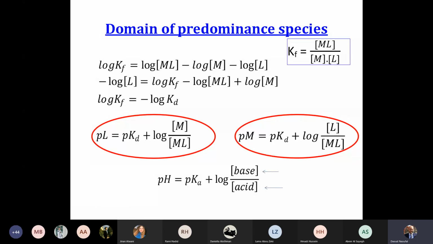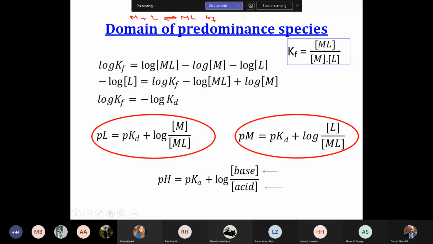Predominance domain of species. The reaction of complexation, M + L gives ML. So this is Kf of the reaction. And Kf of the reaction is equal to the concentration of ML divided by the concentration of M times the concentration of L at equilibrium.